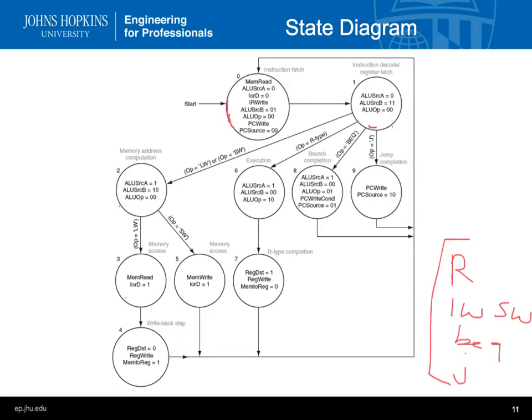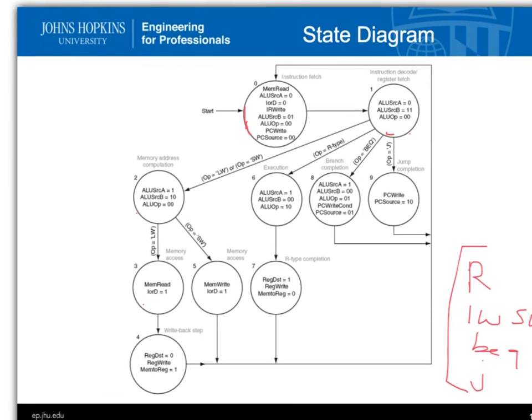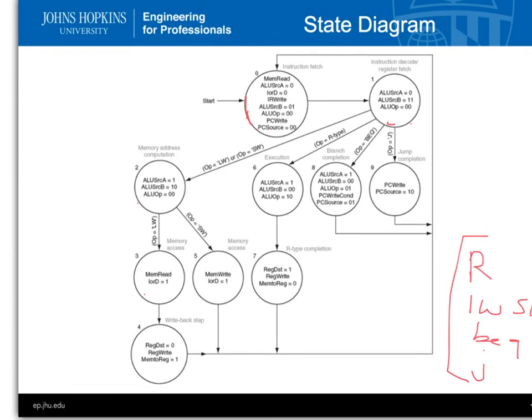If it's a store word, the opcode tells us it's a store word. We're going to access memory. Sorry about that. We're going to write to memory and go back. So this is just saying, if I'm going to do that instruction, I have to go through all these steps, and each of these steps is going to be one cycle.